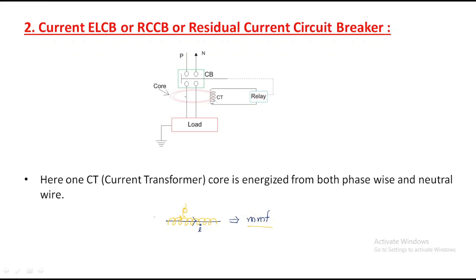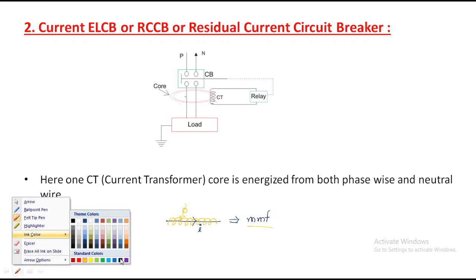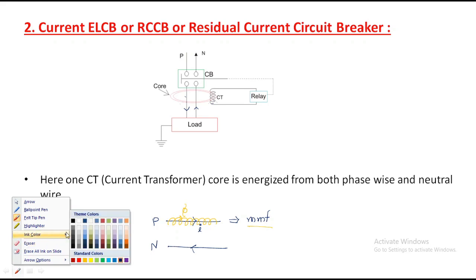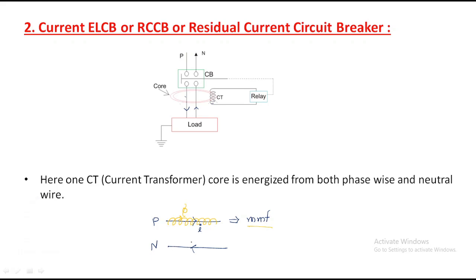And we have a phase and a neutral. For example, this is the phase, and generally the phase current is like this and the neutral current is like this. Neutral current is always in the reverse direction. Look here: the phase current flows through the load, and through the neutral it returns. So we are designing this phase and neutral like this.